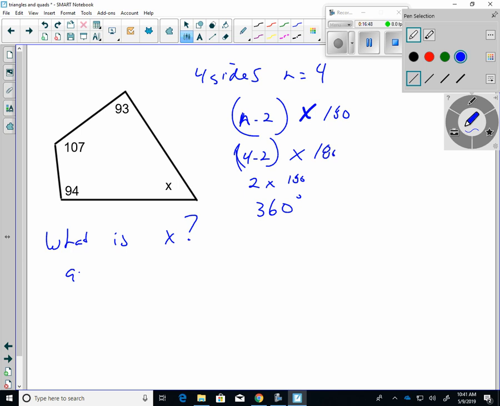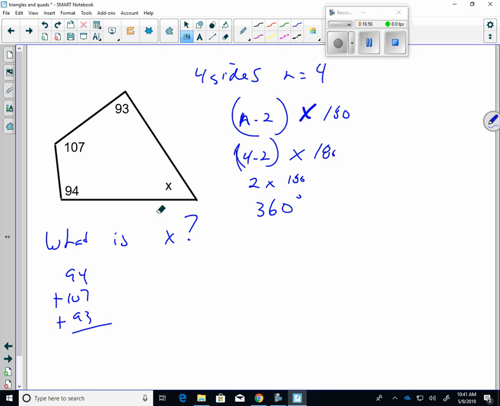So we're going to take 94 plus 107 plus 93 is 294. 360 minus 294 is 66 degrees. x is 66 degrees. So you might see a question like that on the exam.